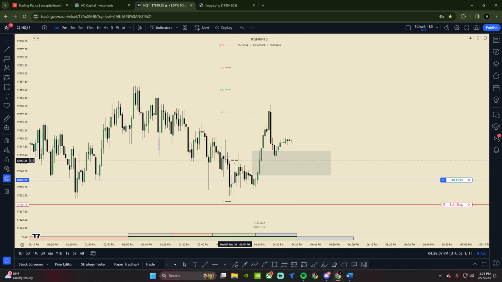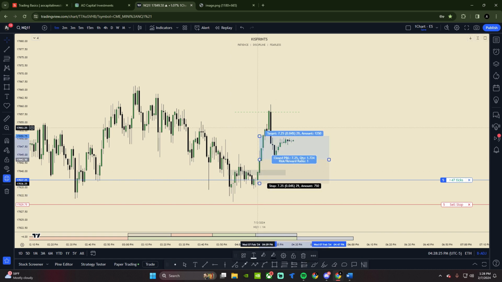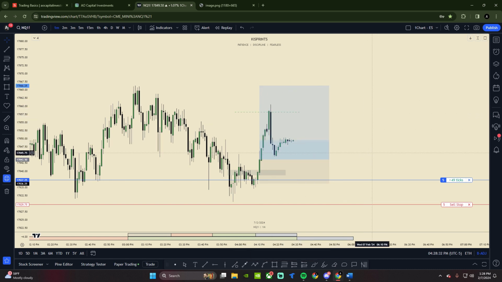Boys, take note of this: if you can find the manipulation, you can find the distribution, and you can find a setup within the manipulation. So this was the manipulation leg right here. What happened during this manipulation leg? We had an imbalance. What happened when we closed above the imbalance? Boom, right there. Target whatever you want, maybe 1 to the 1.5. That's 15 points right there. Target the highs if you want, 22 points. Just expect when price taps into the 1 to the 1.5, you're probably going to go back to break even because it's reaccumulating.